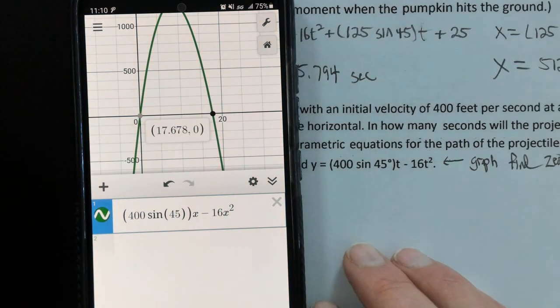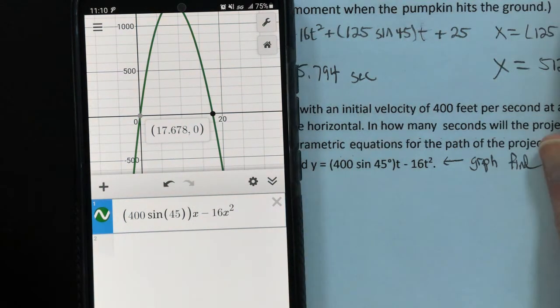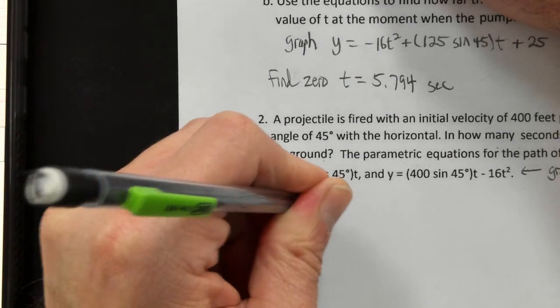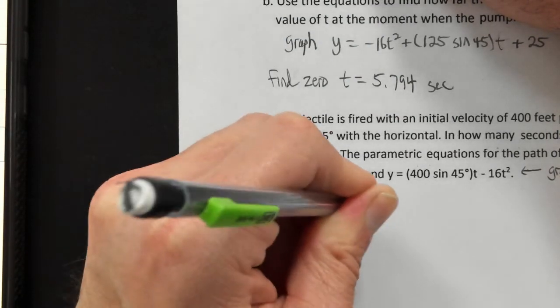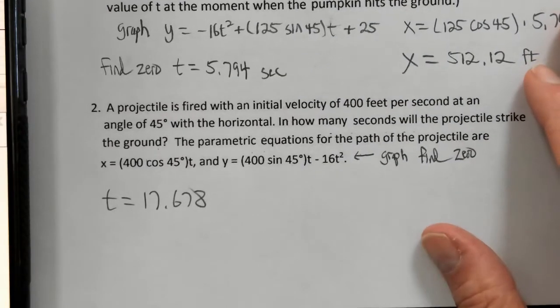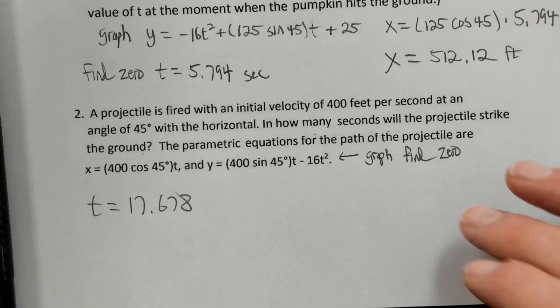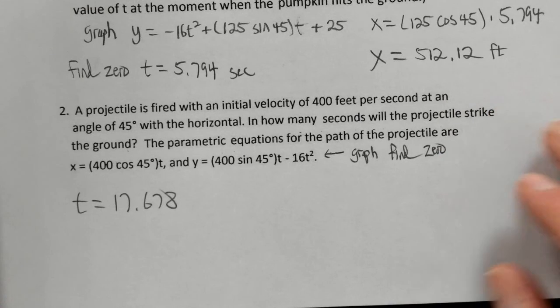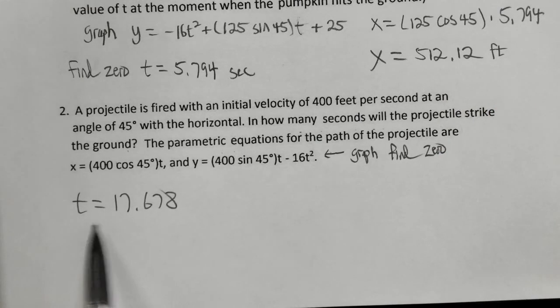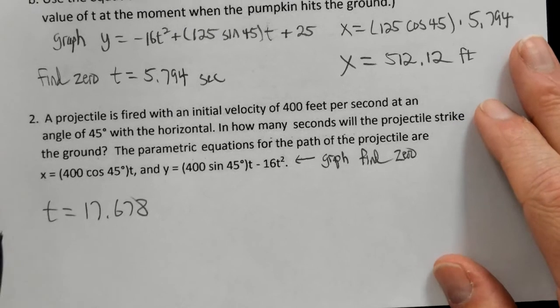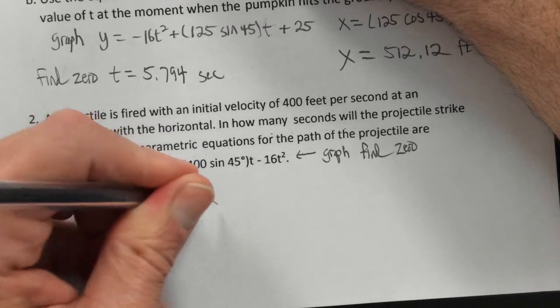All right. So now this is going to be the number of seconds that it takes to hit the ground. So my t is going to be equal to 17.678. All right. So that's how many seconds after it's launched that it actually goes through and hits the ground. All right. So from here now, that's the answer to the question. It just said, in how many seconds will it strike the ground? 17.678. Okay. And if there was a follow-up question like, okay, how far did it go in that amount of time? What was the horizontal distance? We could plug it into the other equation.